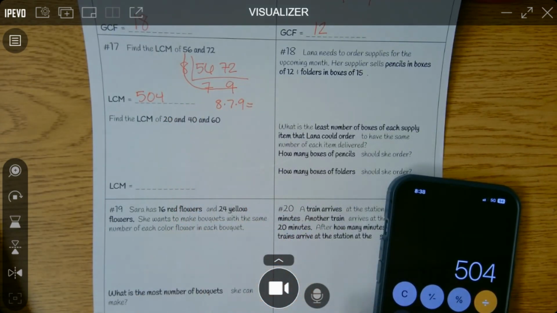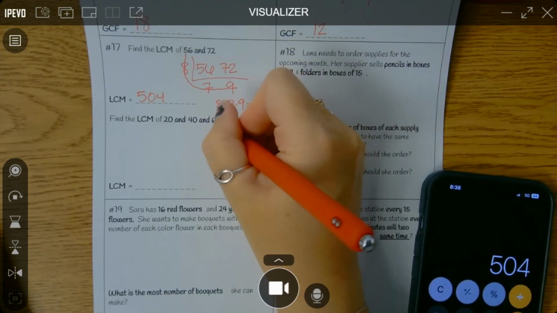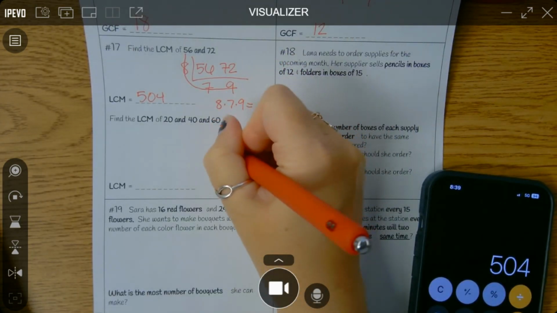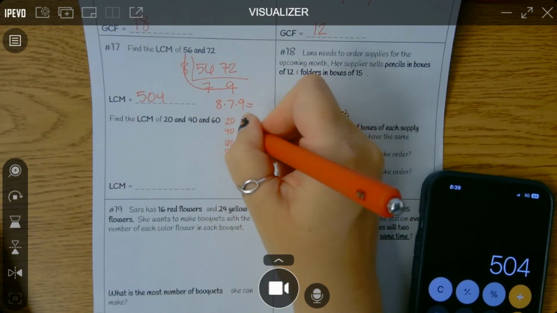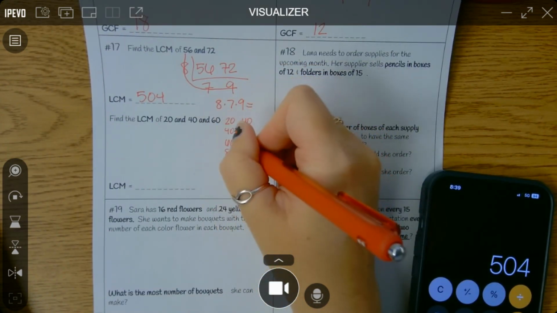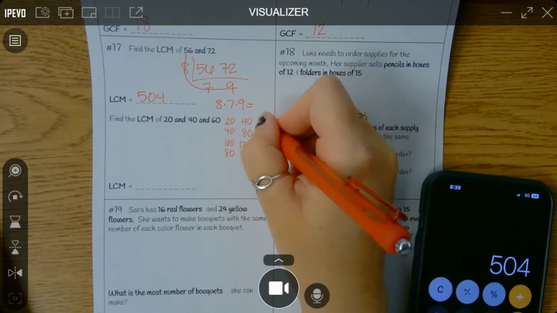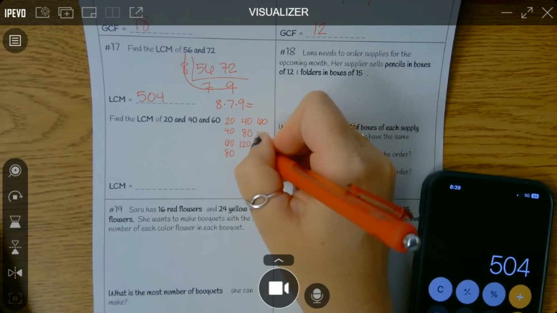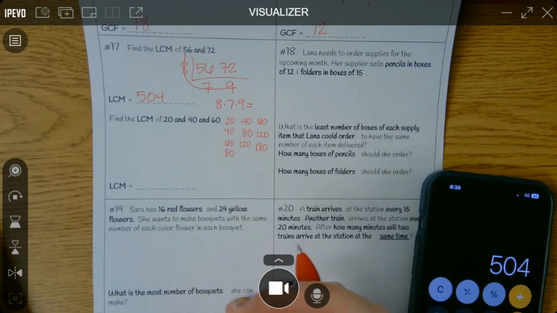Now for this one, you could list out all the multiples again, right? Like 20, and then 40, and then 60, and then 80, and so on. And then here you have 40, and then 80, and then 120, and so on. You'd keep going. Okay, 60, and then 120, and then 180, and so on. You'd keep going until you find the smallest thing that they all share.